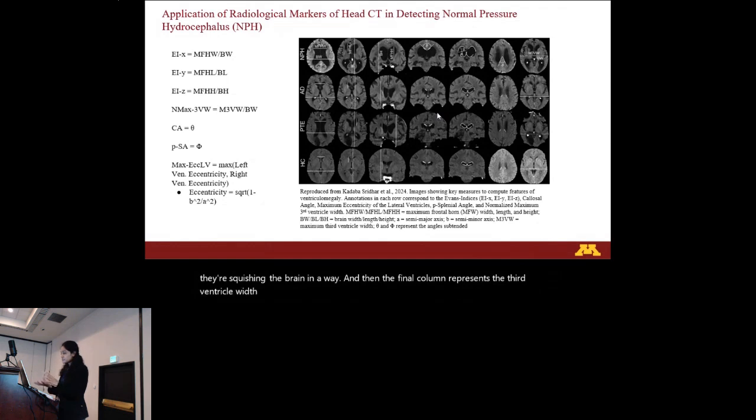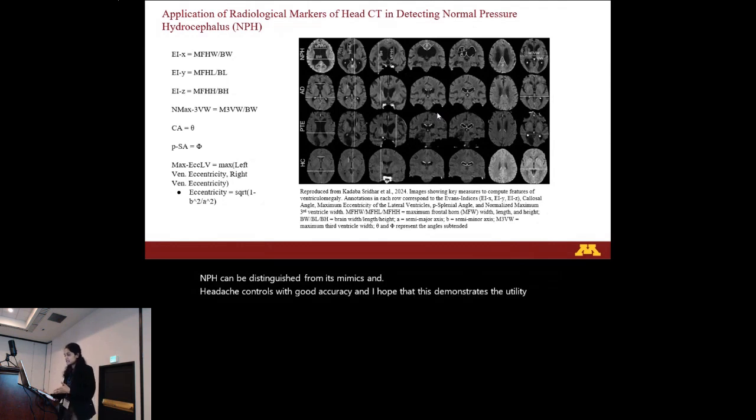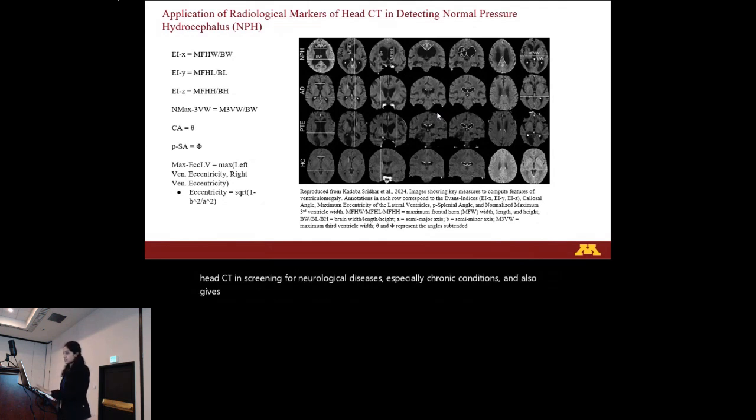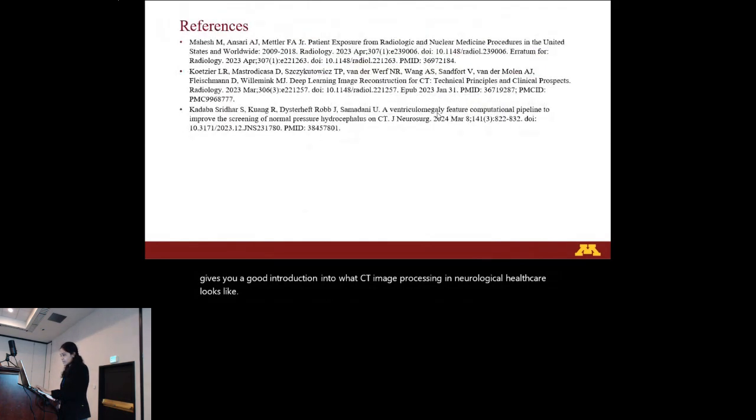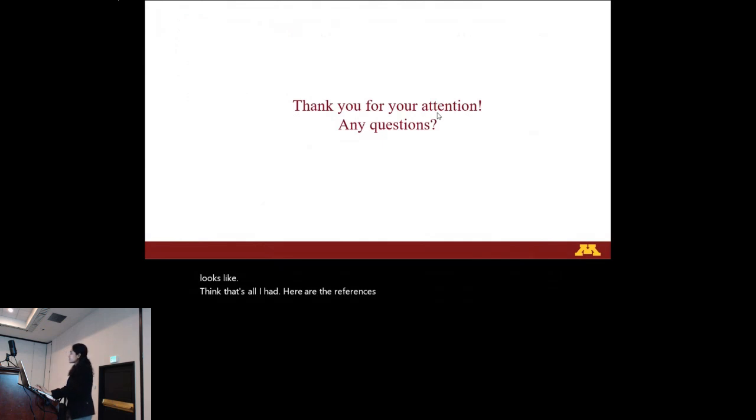With all of these features, we were able to show that NPH can be distinguished from its mimics and headache controls with good accuracy. I hope this demonstrates the utility of head CT in screening for neurological diseases, especially chronic conditions, and also gives you a good introduction into what CT image processing in neurological healthcare looks like. I think that's all I had. Here are the references, and let me know if you have any questions.